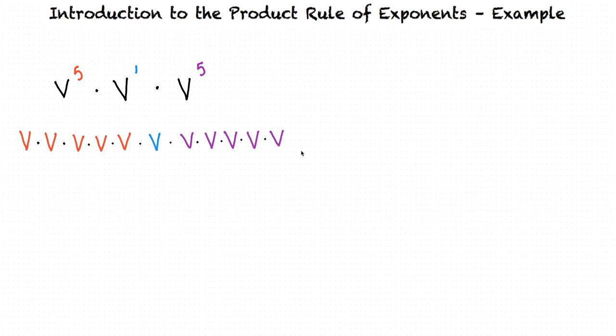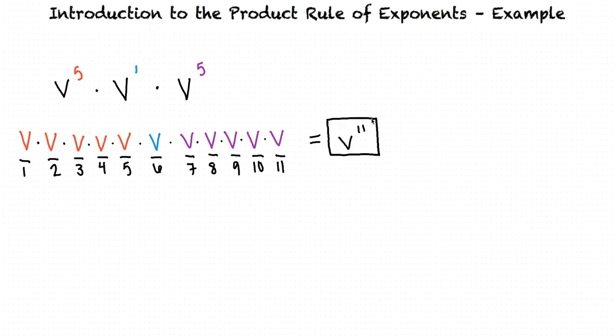Now let's count how many v's we have total. Since we have 11 v's multiplied together, we can rewrite this as v raised to the 11. Once again, we notice that the number 11 is what we get when we add the numbers 5, 1, and 5 together. These numbers correspond to the exponents in our original problem. Since we multiplied together terms all with base v, we can add their exponents to get our resulting answer.